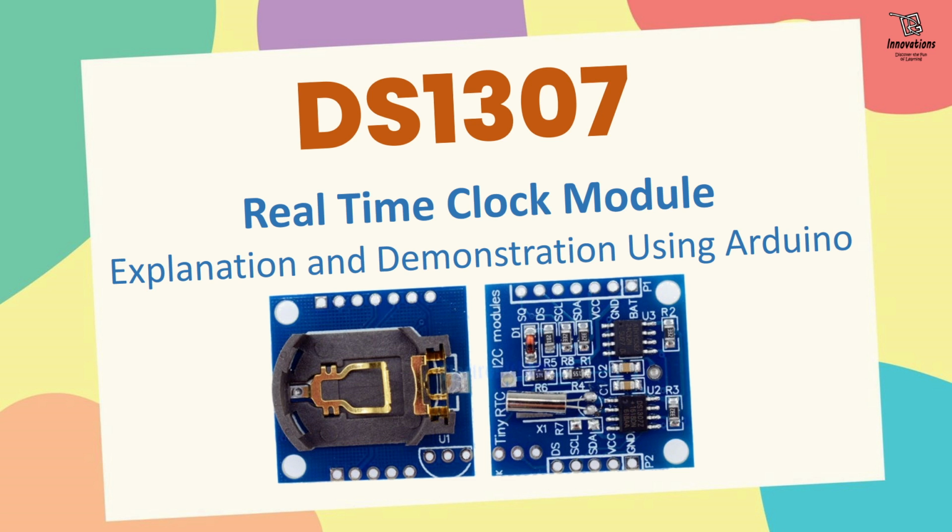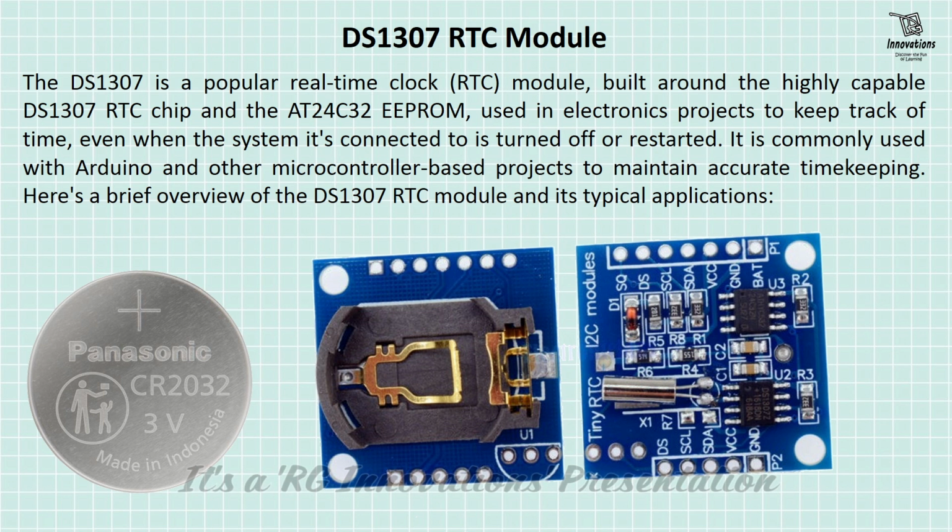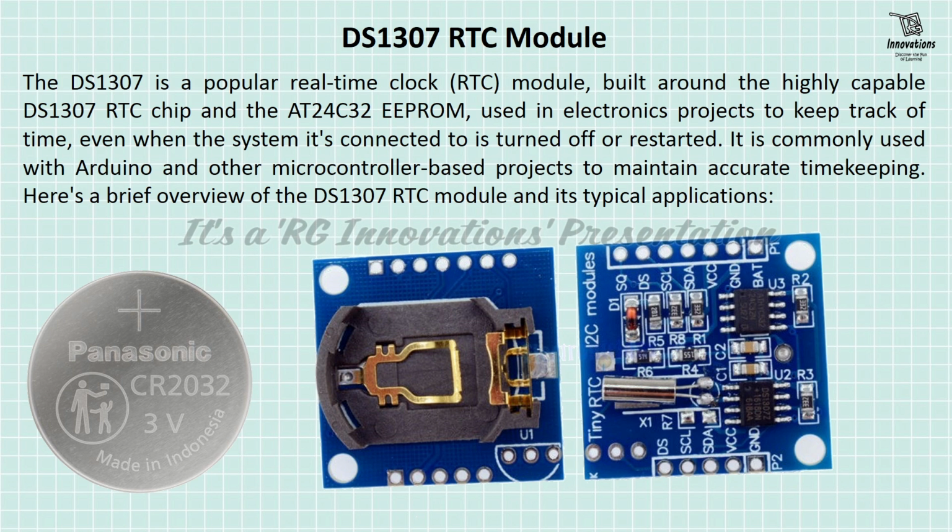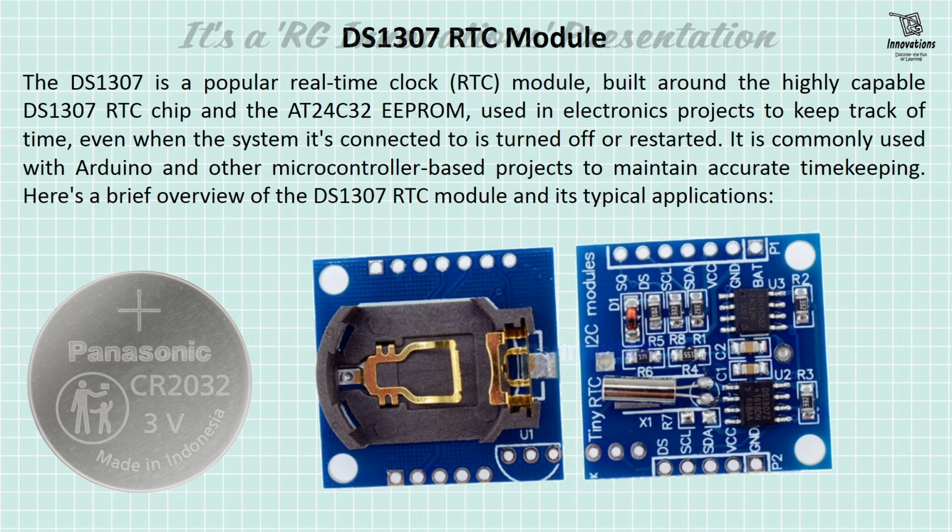So without wasting much time, let us discuss the DS1307 RTC module. The DS1307 is a popular real-time clock module built around the highly capable DS1307 RTC chip and the AT24C32 EEPROM, used in electronic projects to keep track of time even when the system it's connected to is turned off or restarted. It is commonly used with Arduino and other microcontroller-based projects to maintain accurate timekeeping. Let's learn a brief overview of the DS1307 RTC module and its typical applications.